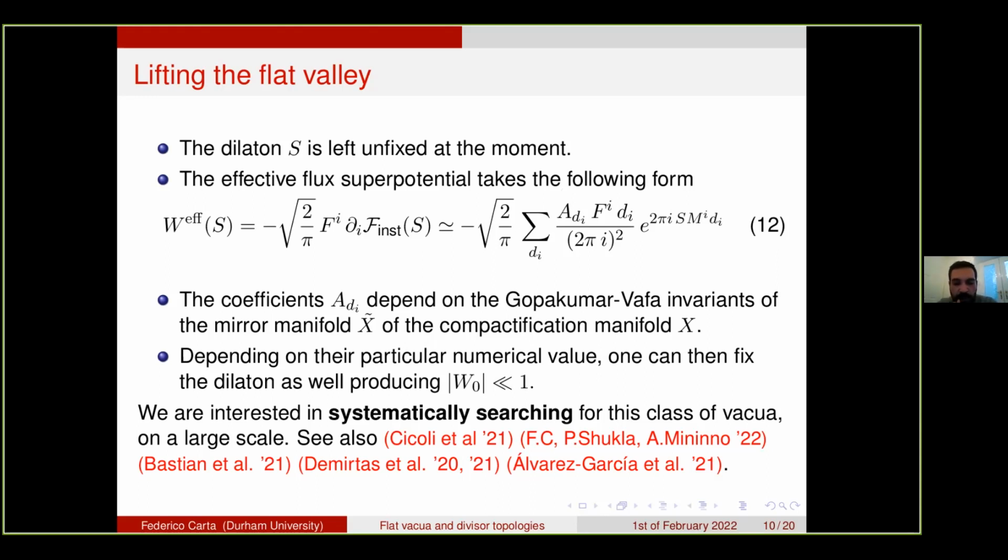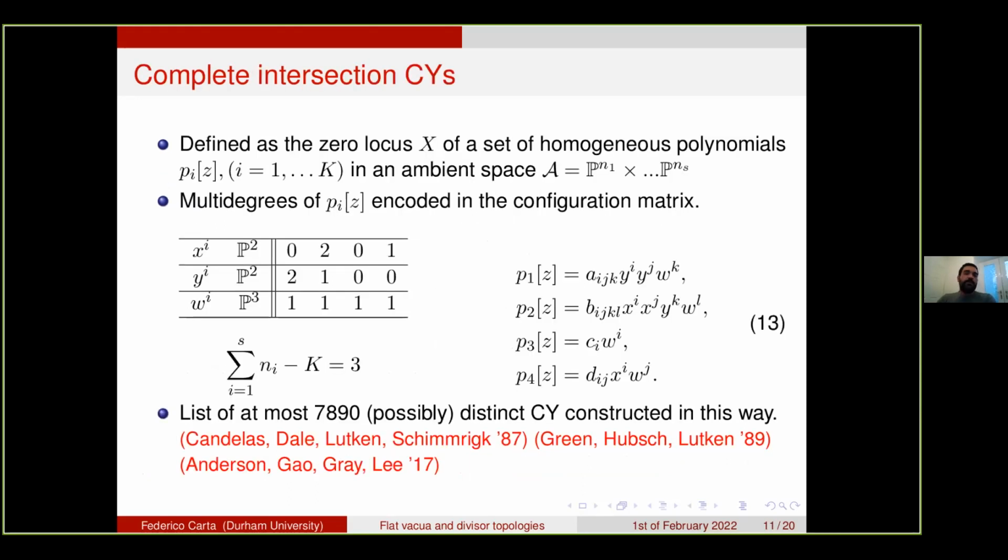What do we do now? We want to look for these vacua systematically on a large scale and make a classification and a scan of them. You can see there was also some related work in this direction. So which class of manifolds do we choose to do our scan? We choose to focus on complete intersection Calabi-Yaus.